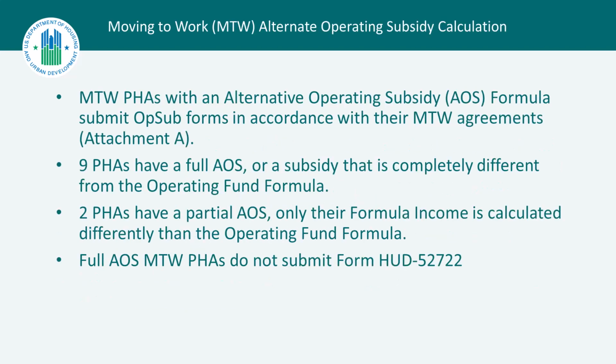Moving to Work, or MTW PHAs, with an alternative operating fund formula agreement shall submit operating subsidy forms in accordance with Attachment A of the MTW agreement. On the HUD Form 52723, enter data in accordance with the MTW agreement, which generally would include entries for Section 1, Section 3, Part C, lines 01 and 04, and Part D, lines 01 and 03. MTW agencies with an alternative OPSUB fund formula that is completely different from the operating fund formula do not submit Form HUD 52722.